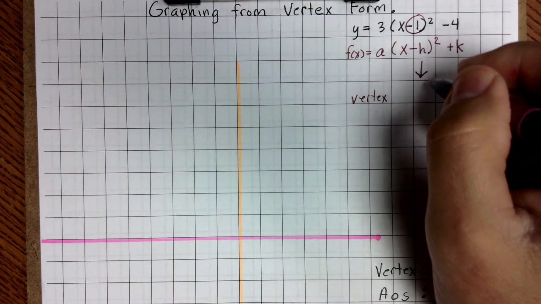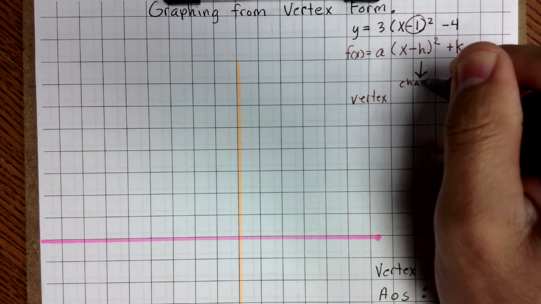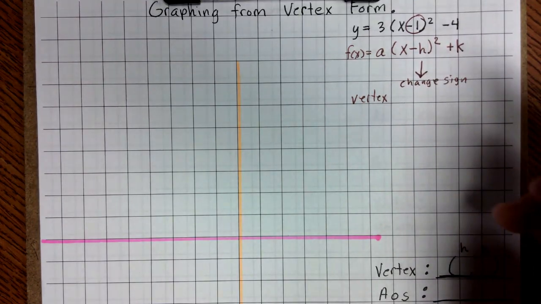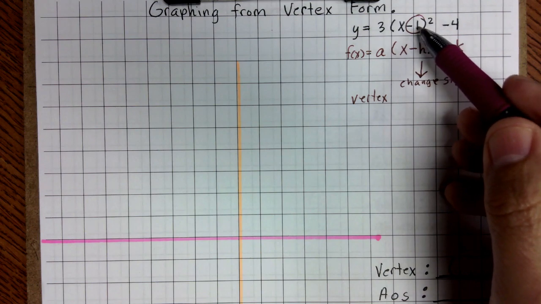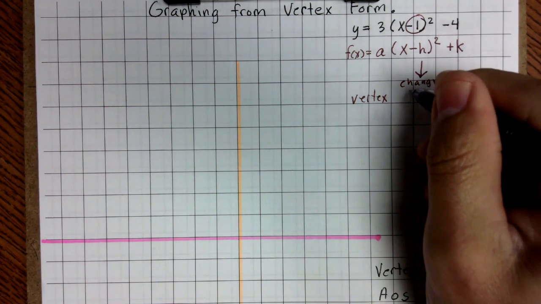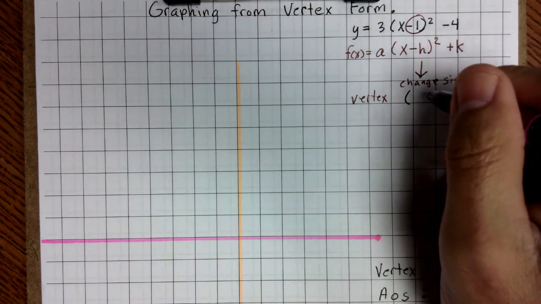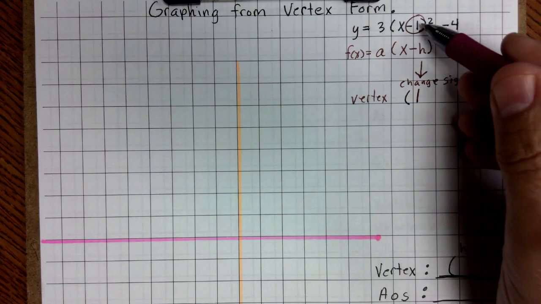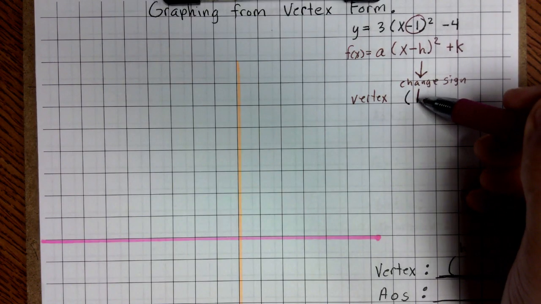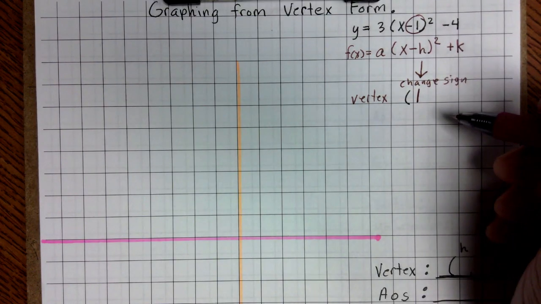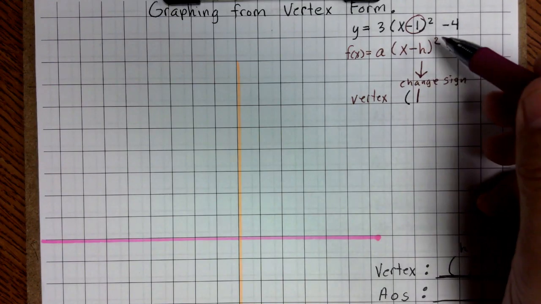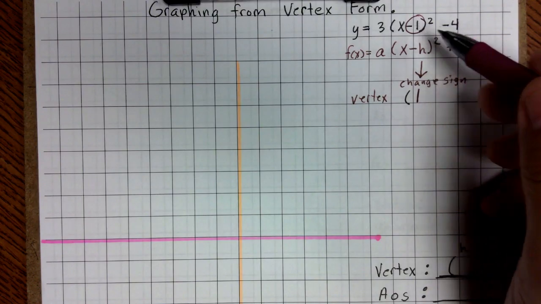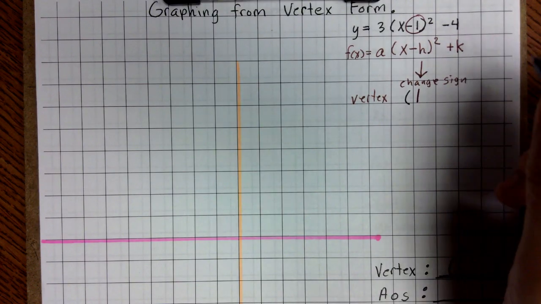make sure that you change the sign. So I'm going to write a note, change sign. In other words, notice this is -1, so when I write it for my vertex, I am actually going to go ahead and change it to a +1. If it were a +1, then I would change it to a -1. This is very important and is an area where you'll make a mistake if you don't remember that. When you remove the h value from your equation that's in vertex form, your quadratic, change the sign on it.